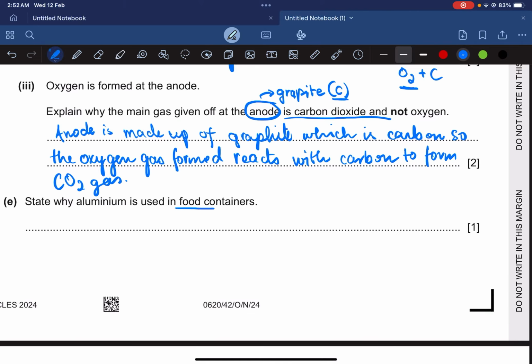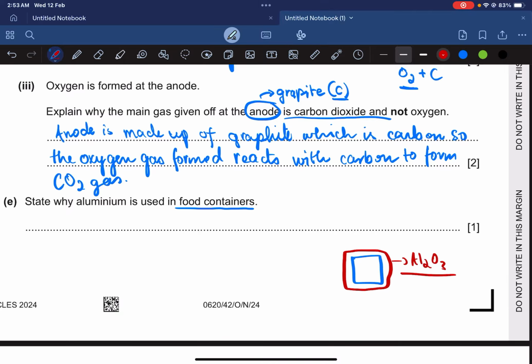State why aluminium is used in food containers. If this is aluminium, aluminium basically has a layer of aluminium oxide on it. With red I am drawing the layer of aluminium oxide. Let me draw it again for you guys. So this layer of aluminium oxide, which is Al2O3, is resistant to corrosion. It does not allow aluminium to corrode.